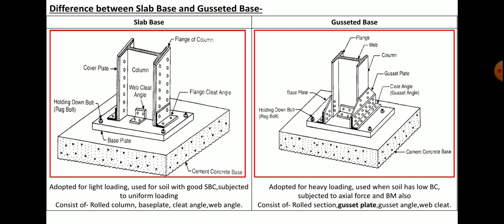And in case of gusseted base, you can see these are adapted for heavy loading, used when the soil has low bearing capacity, and these are subjected to axial force and bending moment. Also it consists of rolled section and gusset plate. Here intentionally gusset plate is boldly written. So gusset plates are connected with your flanges, and again gusset angle and web cleats are there. Correct. So differentiation is basic. For heavy loading, and when your section is subjected to bending moment also, we usually prefer gusseted type of bases.